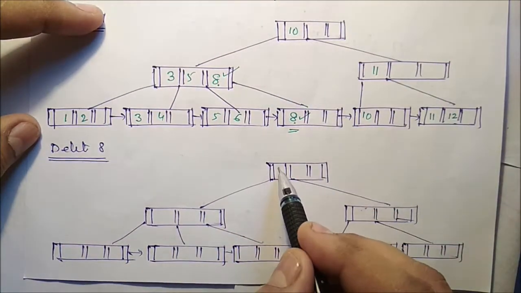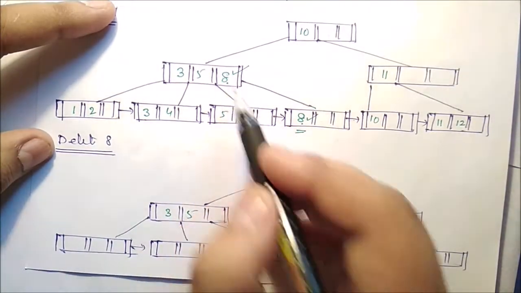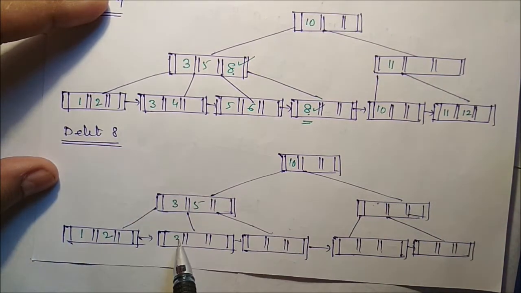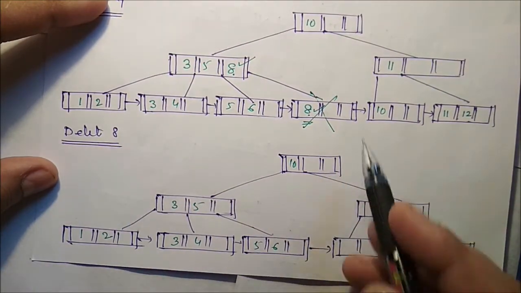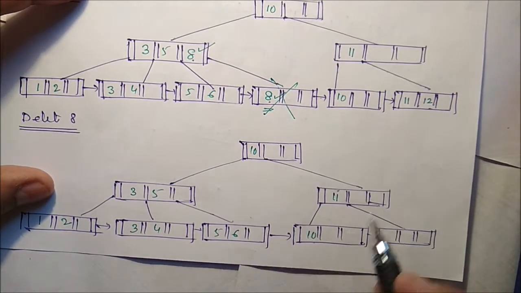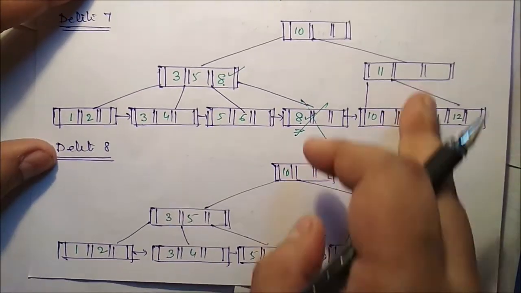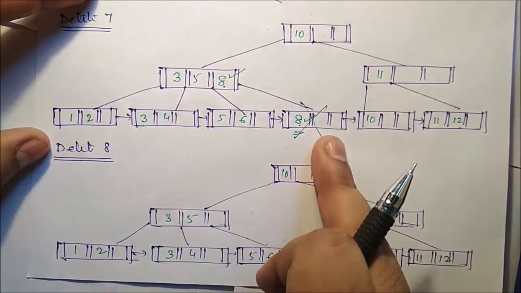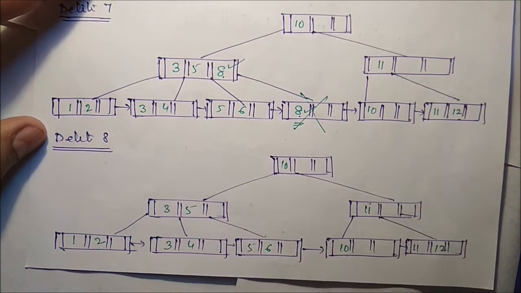So keep as it is 10 here, and here it is 3 and 5. 8 you have to remove, so no need to write 8 here. So it is 1 and 2. Here 3 and 4, 5 and 6. Now we have to remove this particular 8 from here. So here you can see that particular node is not present. Now here it is 11, here it is 10, and it is 11, 12. So in this particular node 8 is present, and we want to delete 8. So we have to remove this particular node, and we have to remove entry value 8 from this particular node. Now in this way you can remove 8.